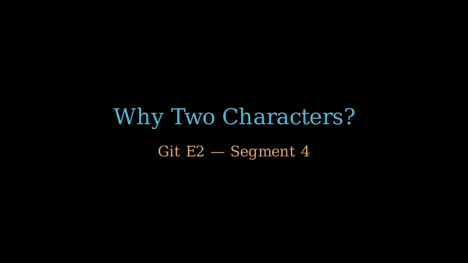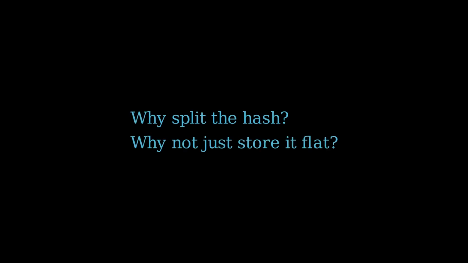Segment 4. Why 2 characters? Why Git splits the hash the way it does. Why did Git split the hash? 2 characters as a folder, 38 as a file. The answer is not about Git. It is about the file system underneath.